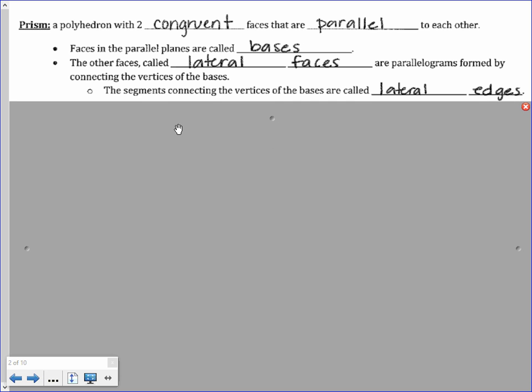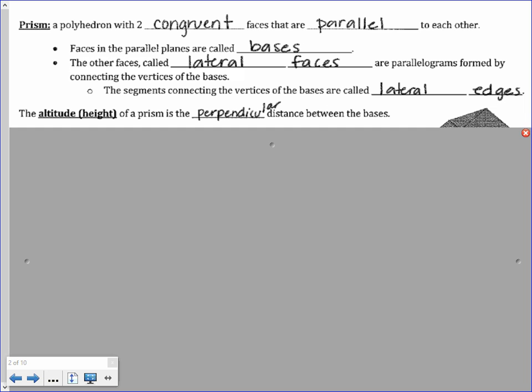The segments connecting the vertices of the bases are called lateral edges. Remember yesterday we talked about edges. Those were all the line segments where two faces would meet. All the ones on the sides are called lateral edges. So anytime you hear the word lateral when you're referring to prisms, you're just talking about the things in between the bases on the sides.